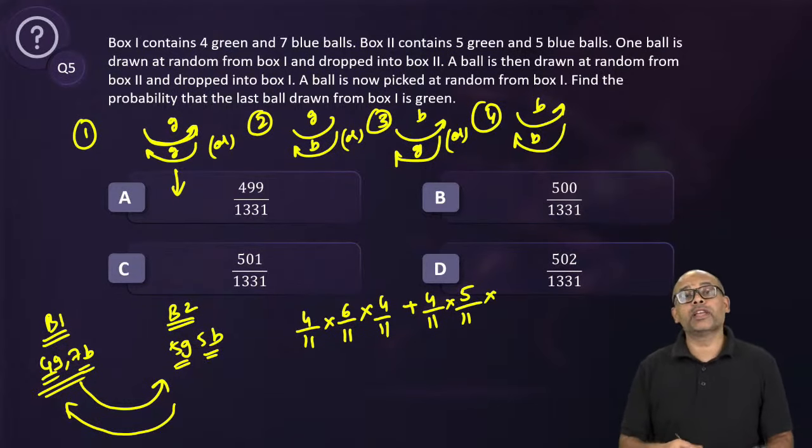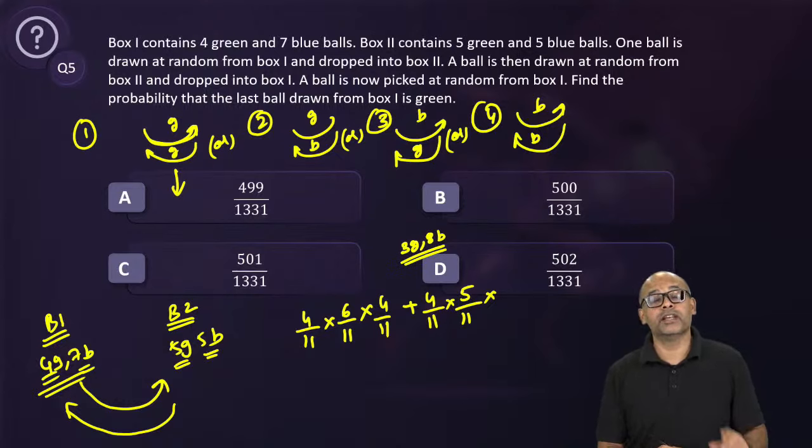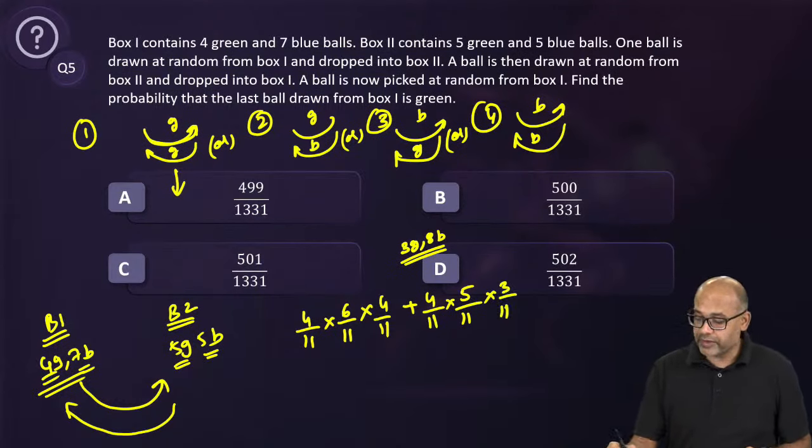Now when the black ball came, what is the structure here? The structure here is 3 green and 8 black. 3 green and 8 black in the first bag. Now you want to pick a green ball. It is 3 out of 11.